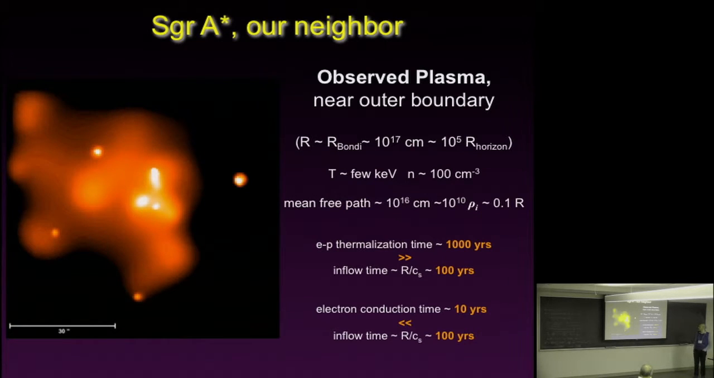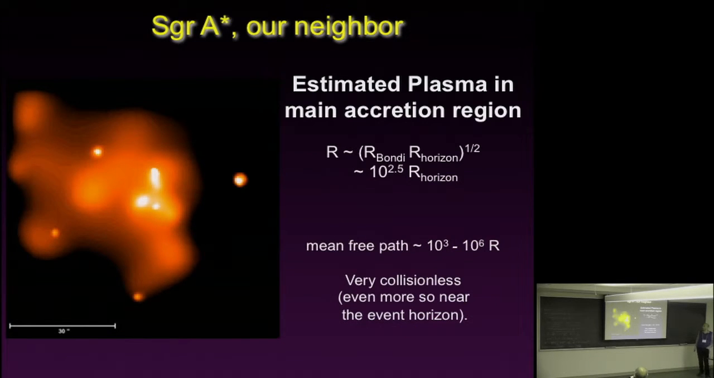A related fact, but not necessarily closely related, is that the time taken for electron and proton to reach the same temperature is comparable to the characteristic dynamical time of the system, which is the distance divided by the sound speed. This is 100 years or so. The electron-proton thermalization time is 1,000 years. So it's marginally longer, but not orders of magnitude longer. Things do change once you get further in.